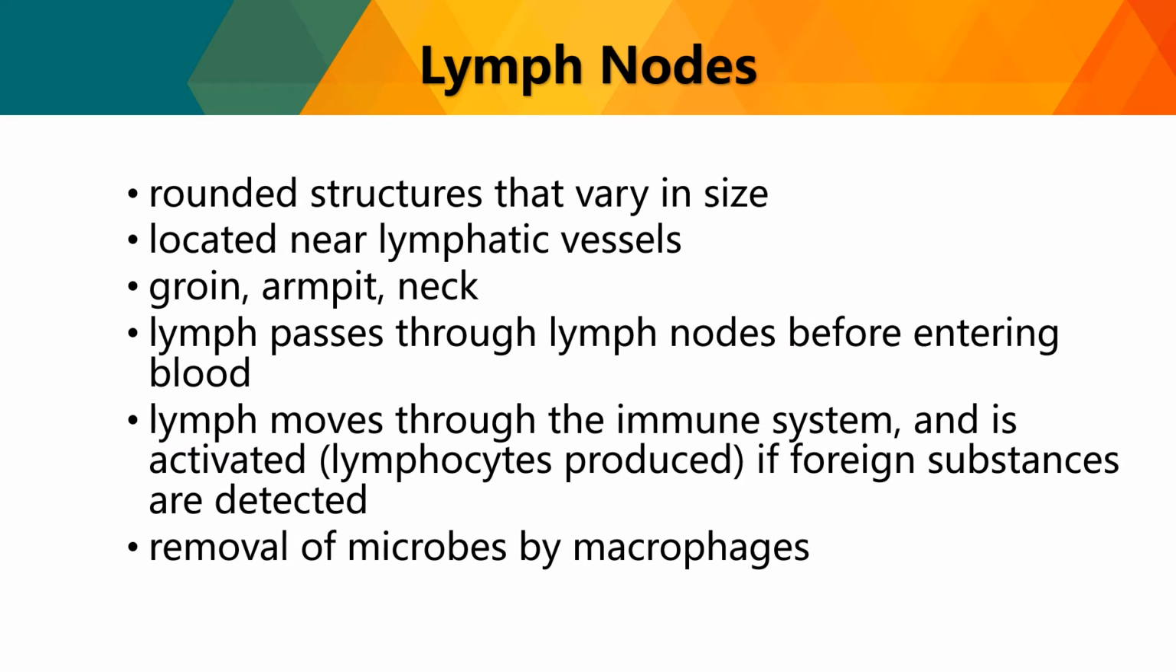Next of the lymphatic organs are the lymph nodes. The lymph nodes are rounded structures varying from the size of a small seed to that of a shelled almond. Lymph nodes are distributed along the various lymphatic vessels, and most lymph passes through at least one lymph node before entering the blood. Lymph nodes are found throughout the body and they are classified as superficial or deep.